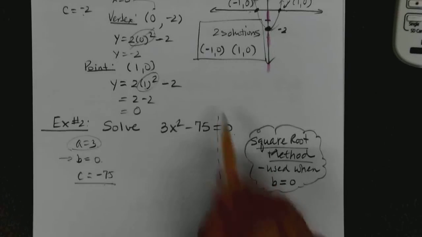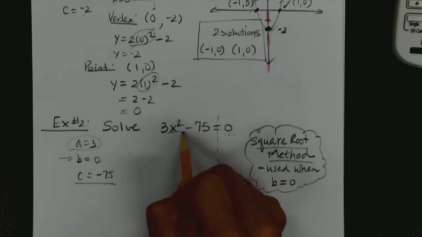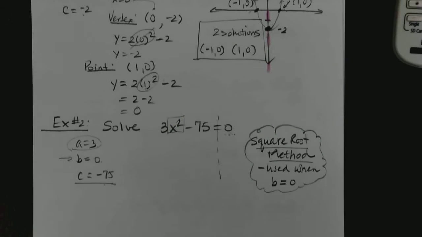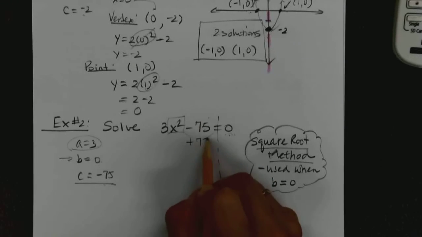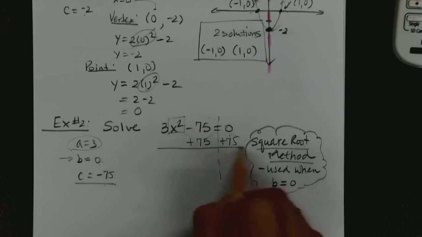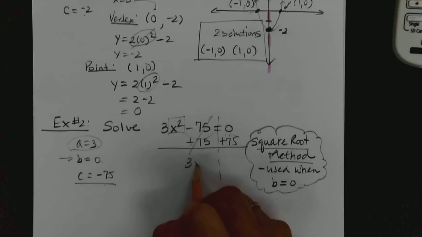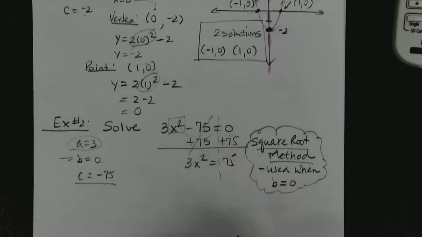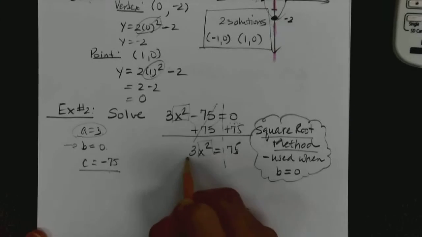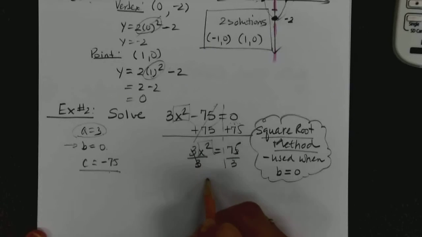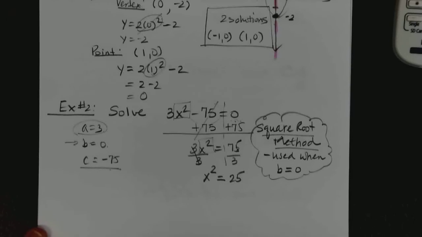So what we're going to do is put a dash line through this. We're going to get x squared by itself. What do we do first? You subtract the 75, or rather add the 75. You've got to get rid of this first. So we add 75 to both sides. I get 3x squared is equal to 75. Now I still have to get x squared by itself, so divide by 3. Now I have x squared is equal to 25.